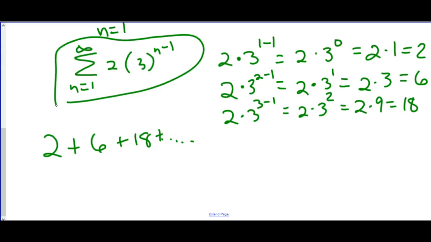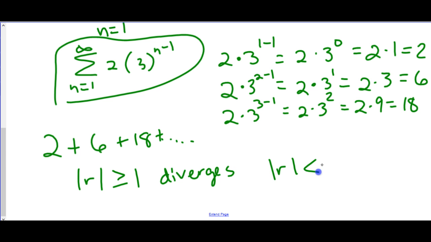So the way we determine that is by that common ratio. If that common ratio is greater than or equal to 1, the series will diverge. If that common ratio is less than 1, the series will converge. So for this particular problem, the common ratio was 3. That means the series will diverge.